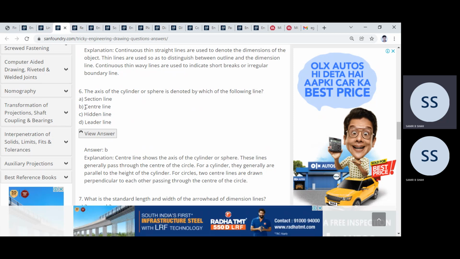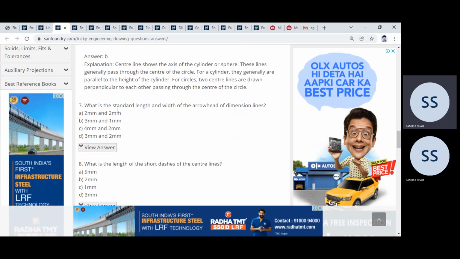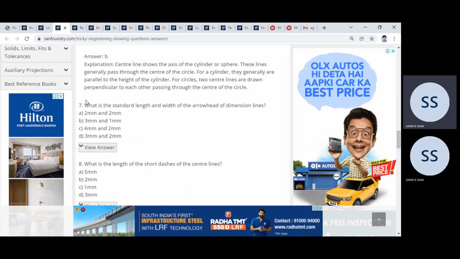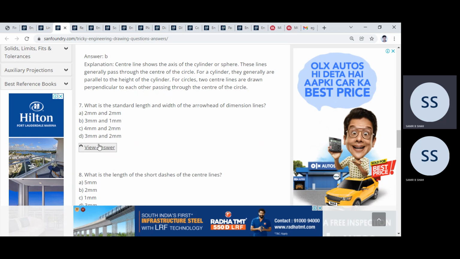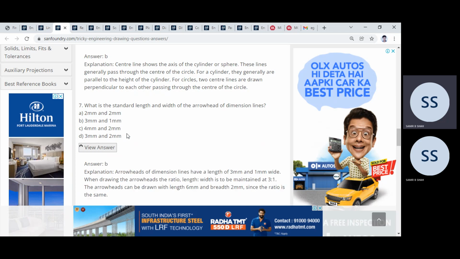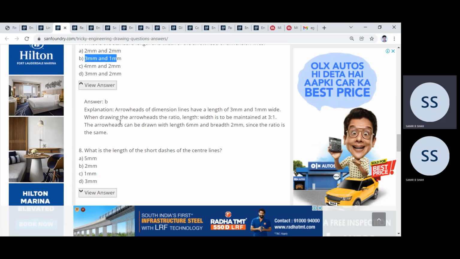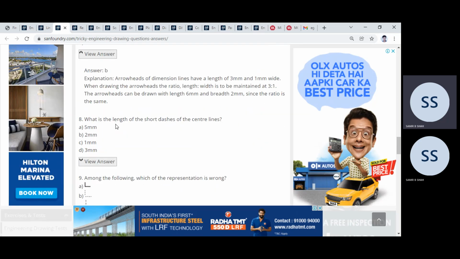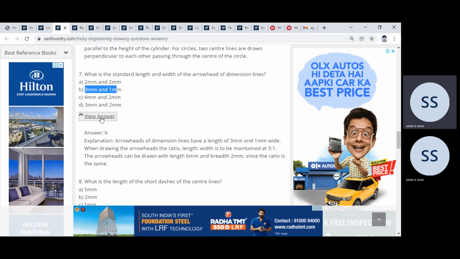Okay, you have to remember that, which we have to define with the center line. Now, what is the standard length and width of the arrowhead of the dimension line? Many times I have given you the proper sequence and answer. You have to keep a minimum of 3 mm and 1 mm dimension for your arrow line, but yet I am not getting the proper answer. So please keep your arrow at 3 mm and 1 mm.